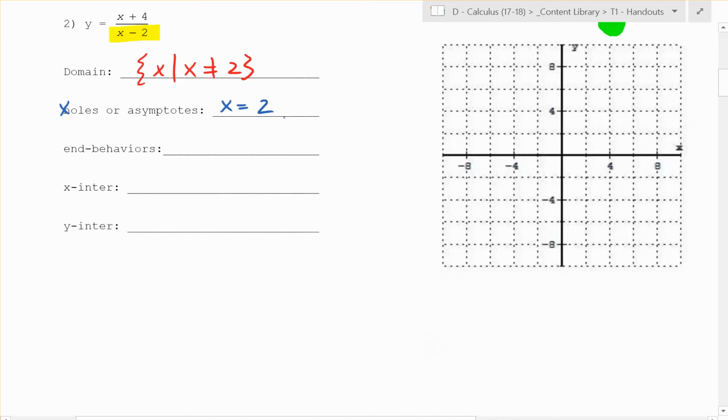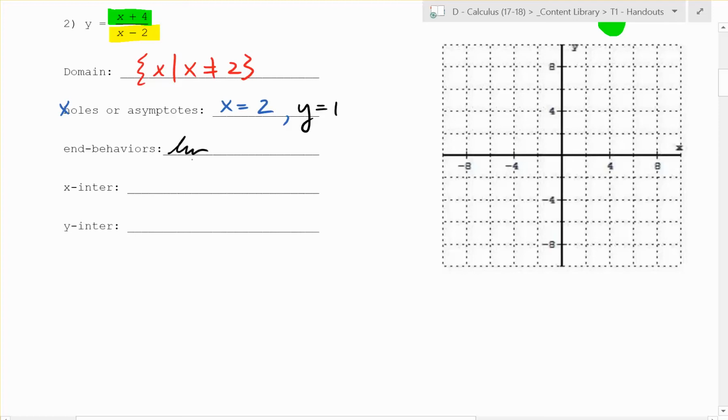Now, what about horizontal asymptotes? Well, the degree is the same on the top and bottom. The degree on the numerator is 1. The degree on the denominator is 1. So it's really just going to be x over x. So the horizontal asymptote is y equals 1, because x over x is 1.